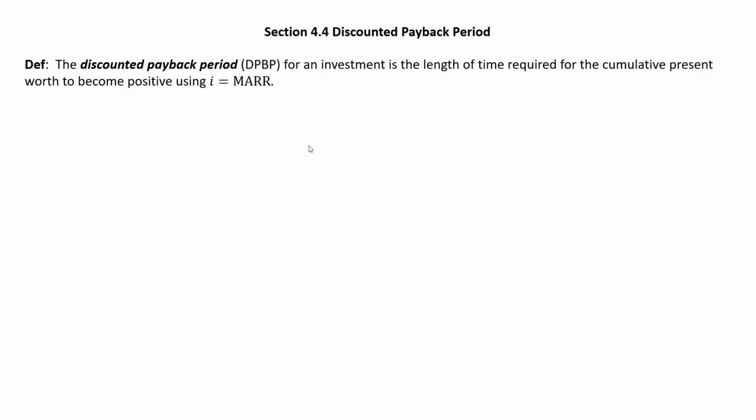Definition: the discounted payback period, DPBP, for an investment is the length of time required for the cumulative present worth to become positive using i equals minimum attractive rate of return. So for different payback, what is that? For an investment, a length of time, right?